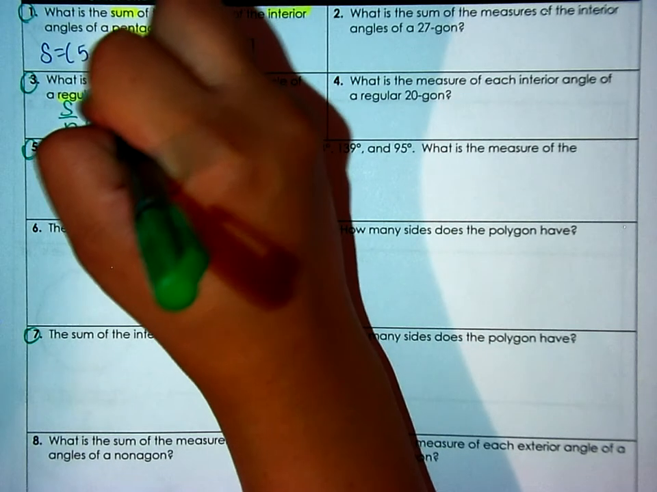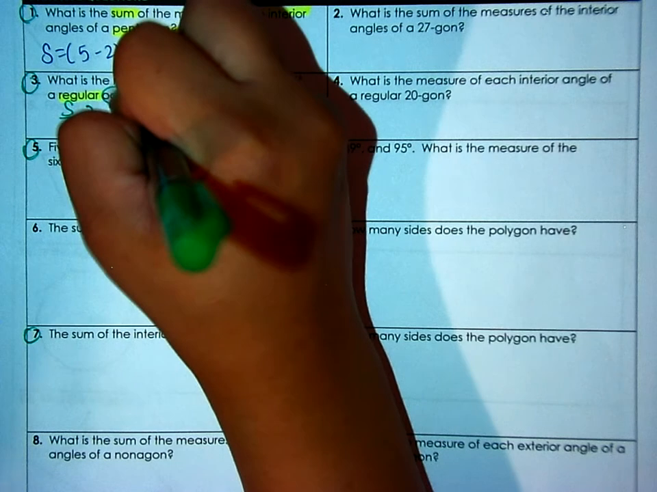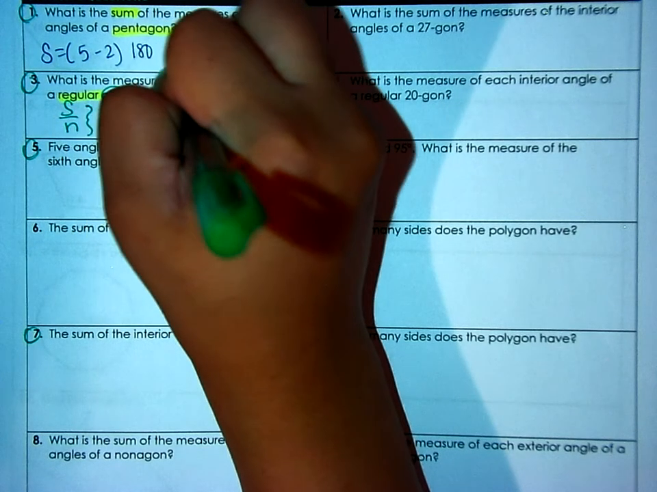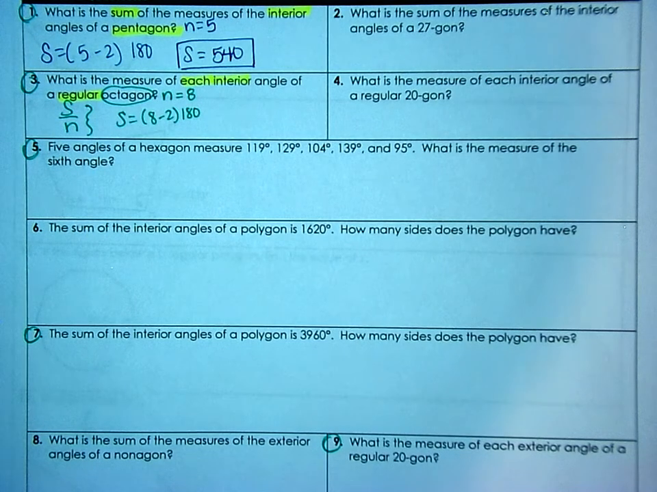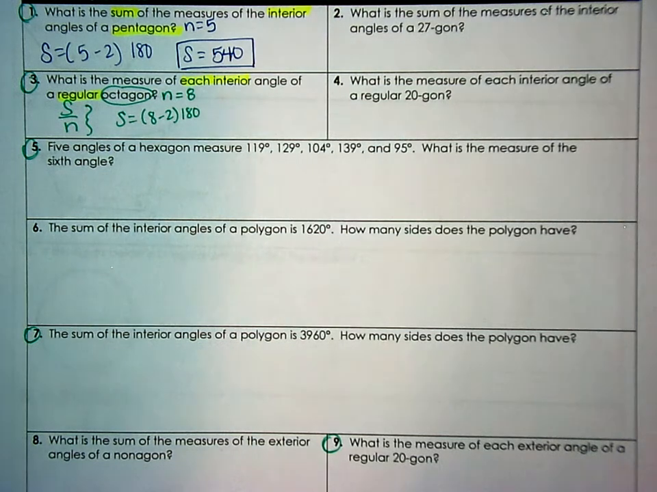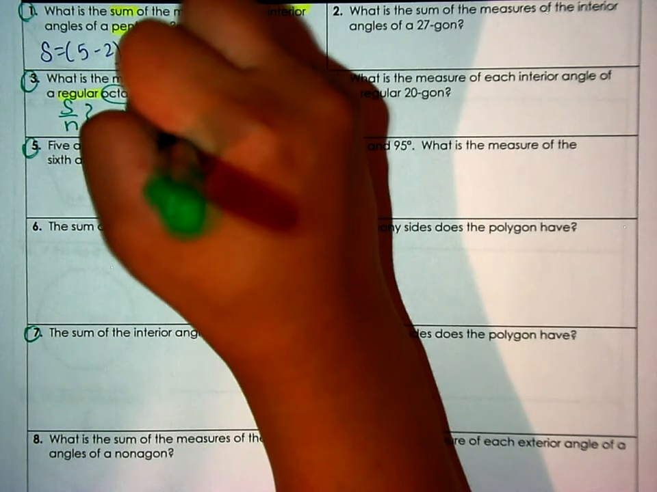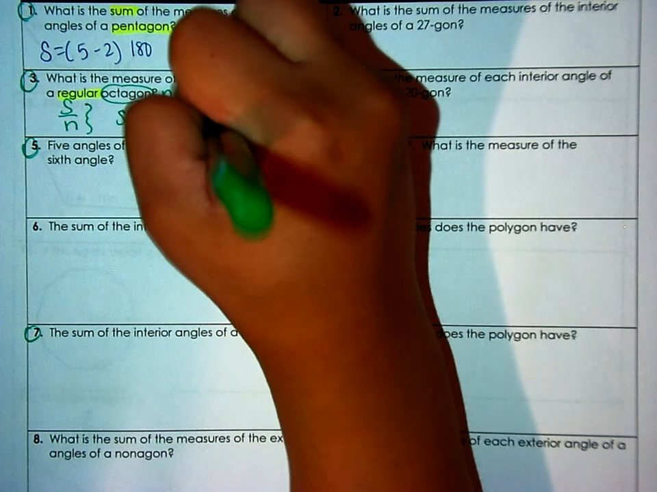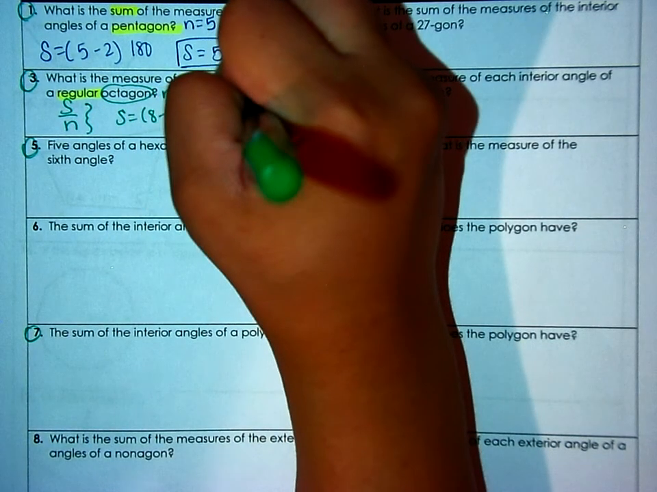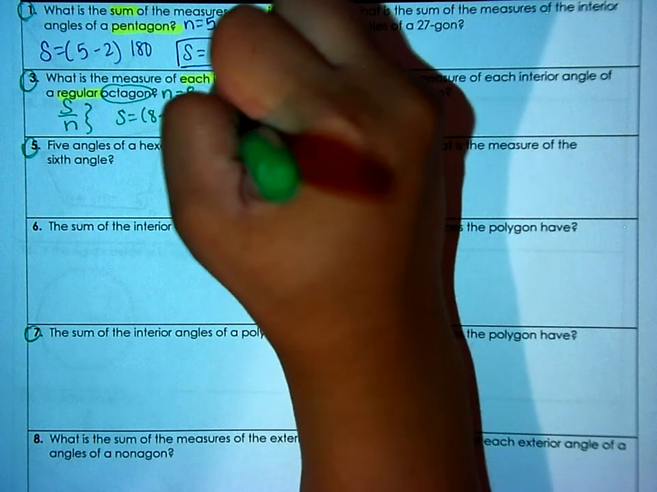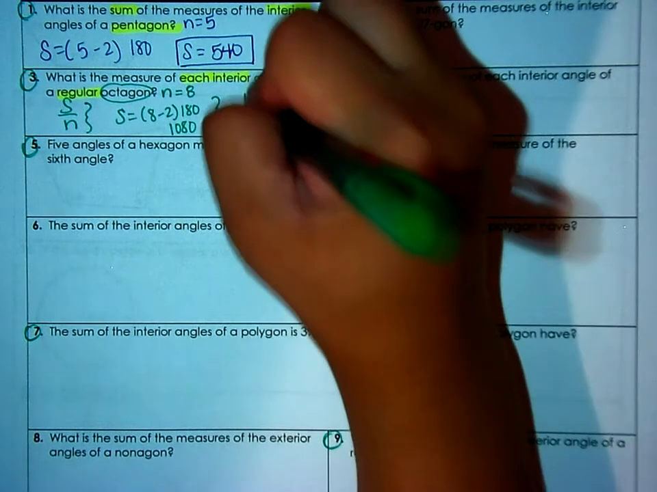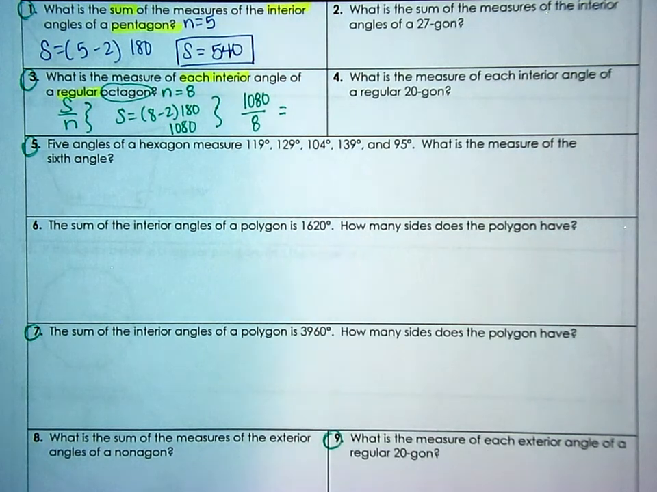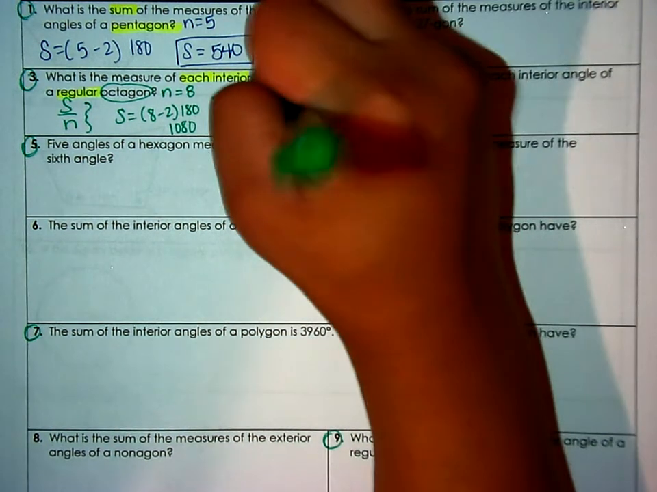So first thing we're going to do is find S. 8 minus 2 times 180. 8 minus 2 is 6. 6 times 180 is going to be 1080. Okay? So now that I have that this is 1080, my next step is to take the 1080 and divide it by 8, because n was 8. And then there's my final answer. 1080 divided by 8 is 135.